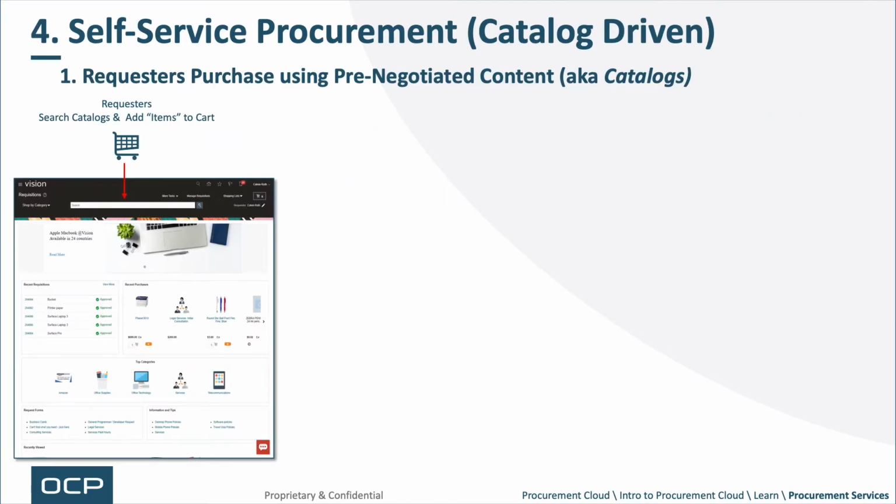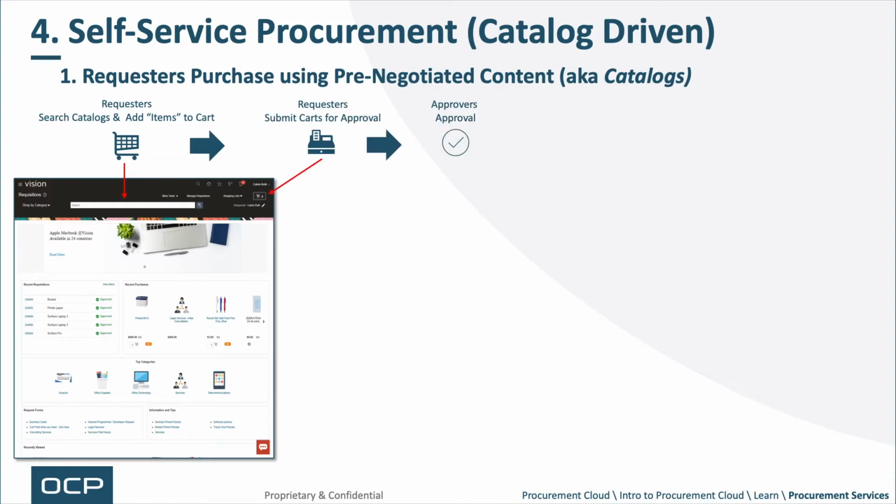Next, topic 4, self-service procurement, or catalog-driven procurement. So requesters will purchase using pre-negotiated content, collectively referred to as, let's say, catalogs. So as you can see here, the requesters search these catalogs and add items to their cart, just as they would in, let's say, Amazon. They then submit those carts for approval.